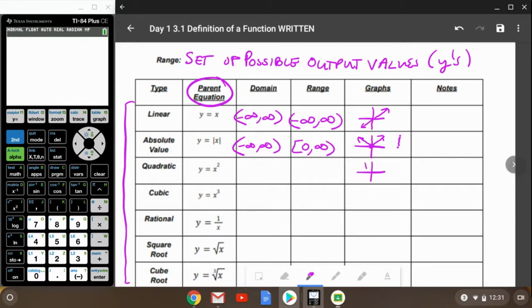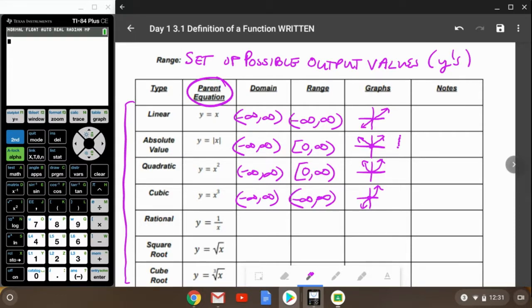Similarly, with the quadratic or the parabola, right? It goes left and right forever. So all real numbers, negative infinity to infinity for domain. But the range starts at 0, goes up forever, bracket on the 0, parenthesis on infinities like always. All right, cubics. Cubics look like that. Again, goes through 0, 0. Just the basic y equals x cubed. Our domain is, again, negative infinity to infinity. Our range is also up and down forever, negative infinity to infinity.